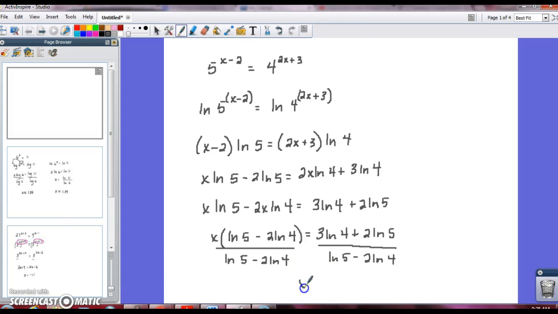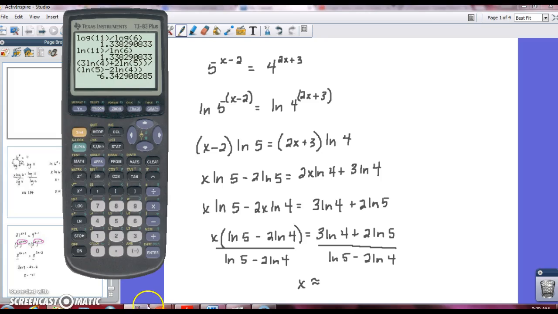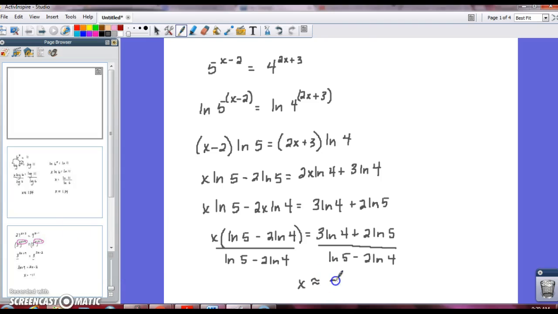And I end up with x is approximately negative 6.34. Okay, so that's another example of how you would go about doing a problem like that. Okay, so that's the idea behind that.